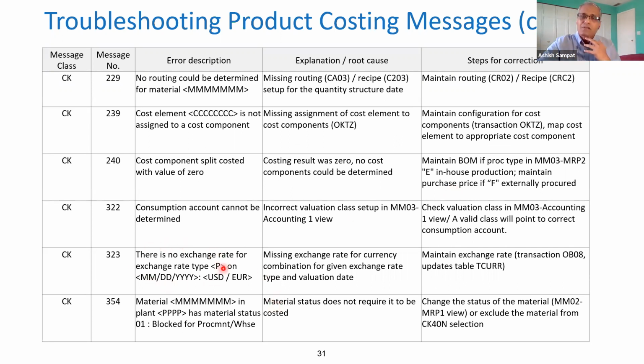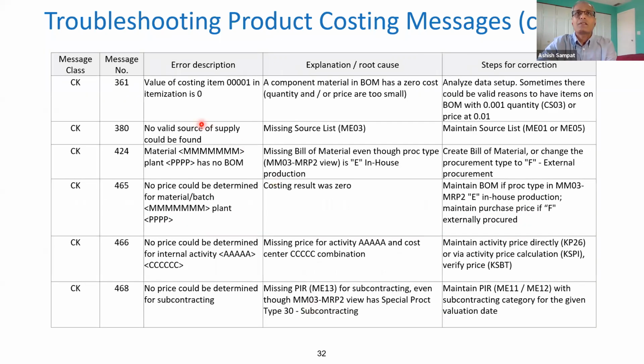Exchange rate, this typically comes up when you are buying from international vendors, and your PIR has a currency for which there is no exchange rate, and that's when it gives you an error. So maintain the exchange rate, you should be okay. There are some setup errors related to consumption account, which are also very widely seen. So you maintain that correct valuation class and account combination, or review if there was any error in the valuation class setup.